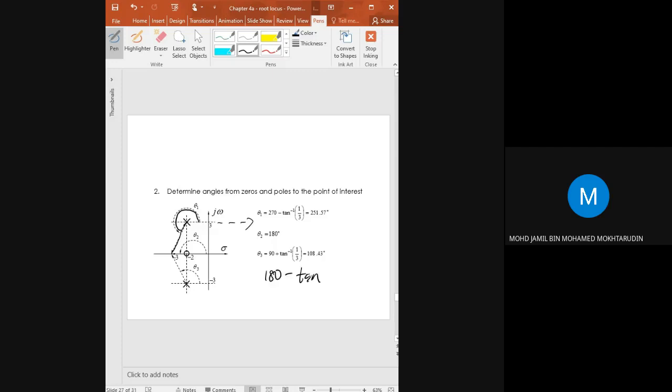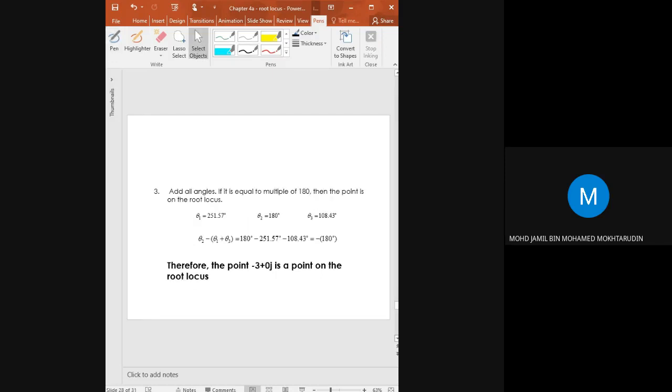And then after you determine all the angles, you add all the angles. As I said just now, it is the sum of zeros minus the sum of poles.